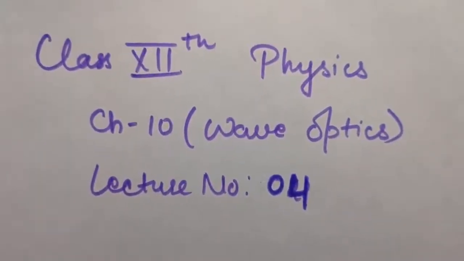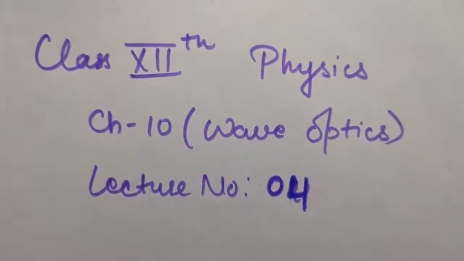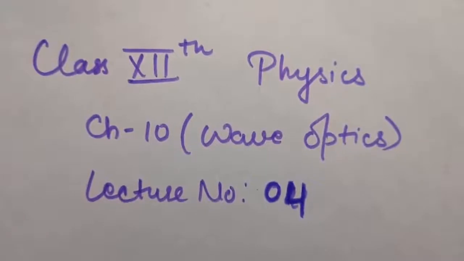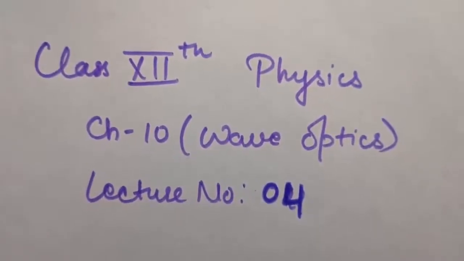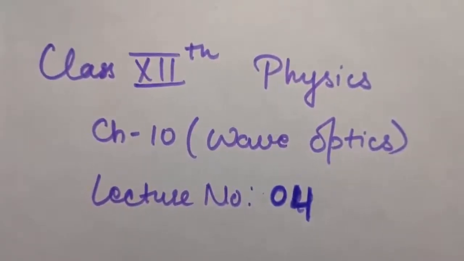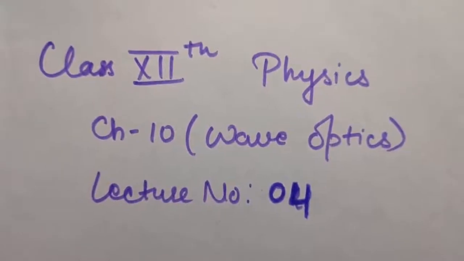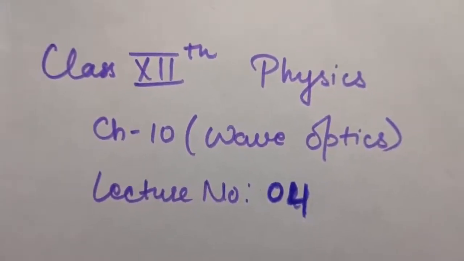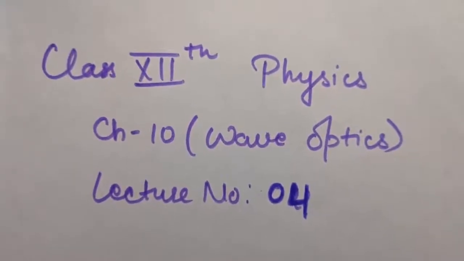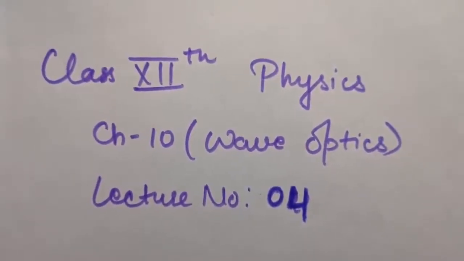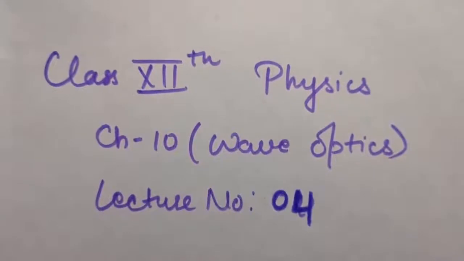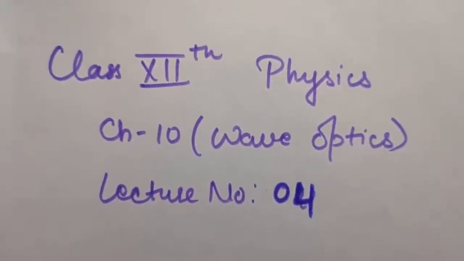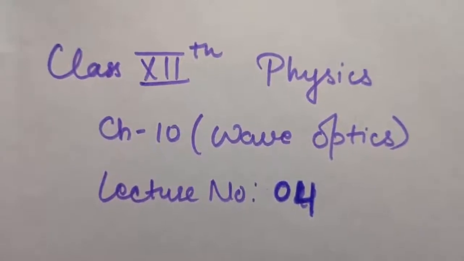So this is your subject physics, chapter number 10, that is wave optics, and this is lecture number 4. So in the previous lecture you studied about interference of light. You studied about two types of interference, that is constructive interference in which the intensity is maximum, and destructive interference in which the intensity is minimum. Then we calculated different conditions for constructive and destructive interference.